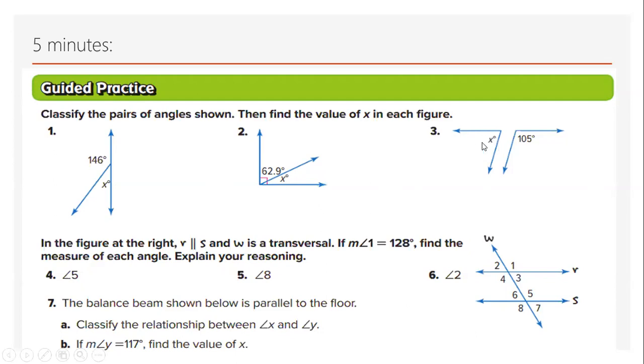Sorry, in example 3, I have 105 and x both together forming a straight line, as you can see. So here we have supplementary angles exactly like the first example. So I have 180 minus 105 is x. So x is 75 degrees.